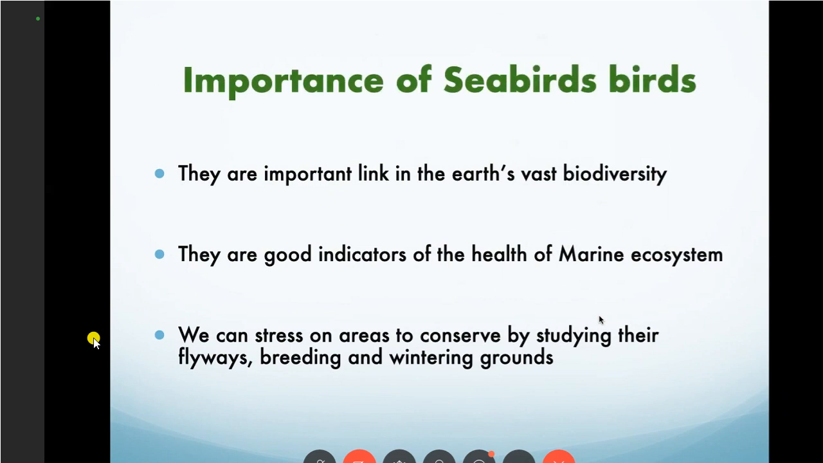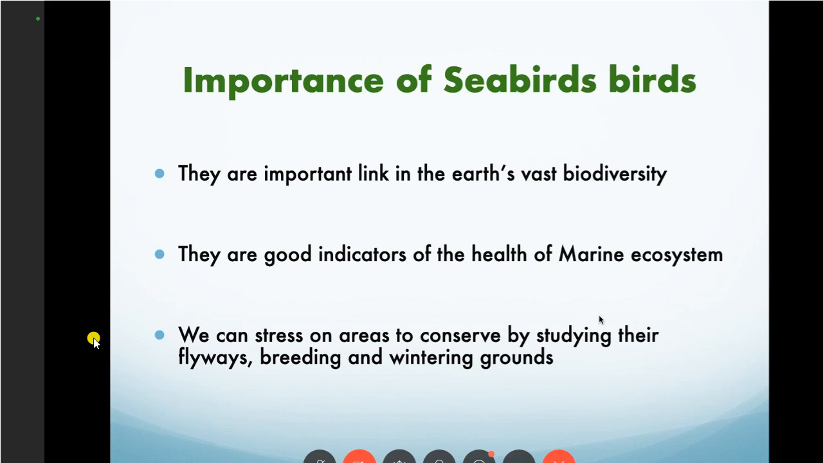Now take a look at the importance of all these seabirds. They are obviously an important link in the ecology. We can get to know the health of the marine ecosystem, whether it is doing well or not, by looking at the population of these seabirds. Also, by studying their flyways, breeding habitats, and wintering grounds, we can decide what areas to conserve.